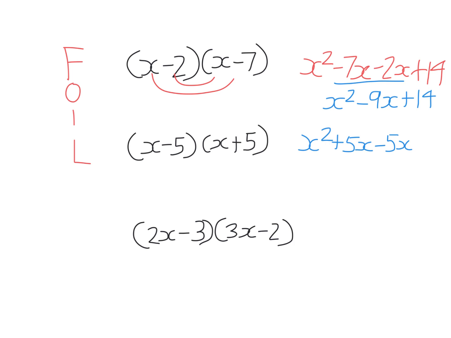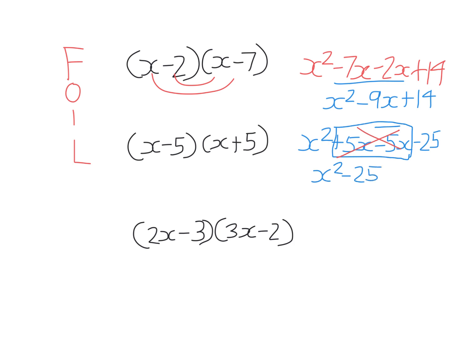And then lasts, negative 5 times positive 5. Negative times positive is always negative. We get minus 25. So these two are the like terms, but they actually cancel out. 5x minus 5x is just 0. So we're actually left with just x squared minus 25.